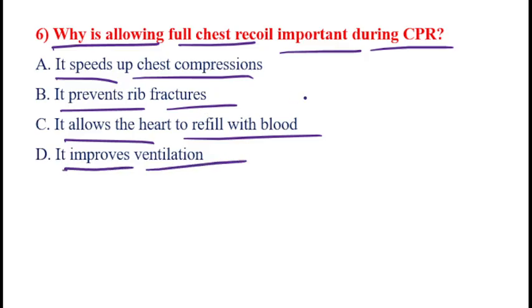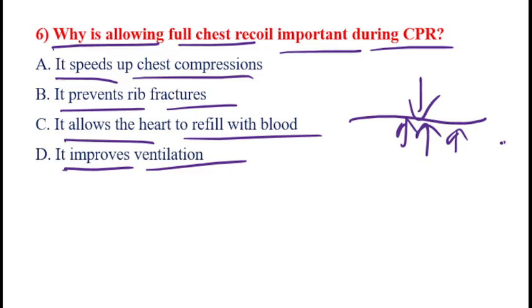Whenever you do chest compressions, we have to allow the chest to recoil. Allowing the chest to recoil means you have to let the chest come back to its position. When you do the compressions, the chest will go about 2 inches in depth, then we have to let the chest come back to its position. This is known as allowing the chest to recoil. Why are we allowing the chest to recoil?